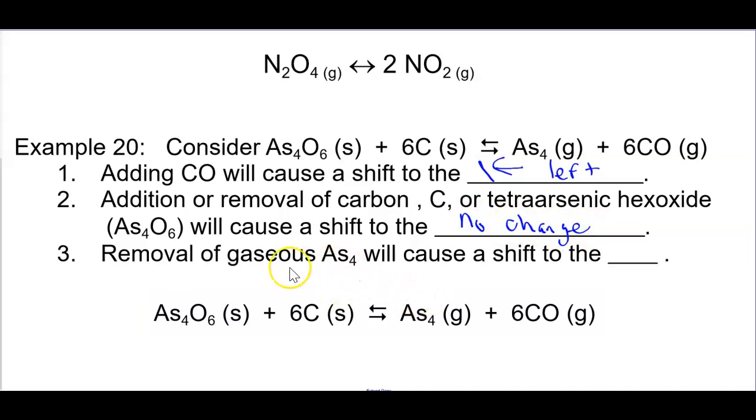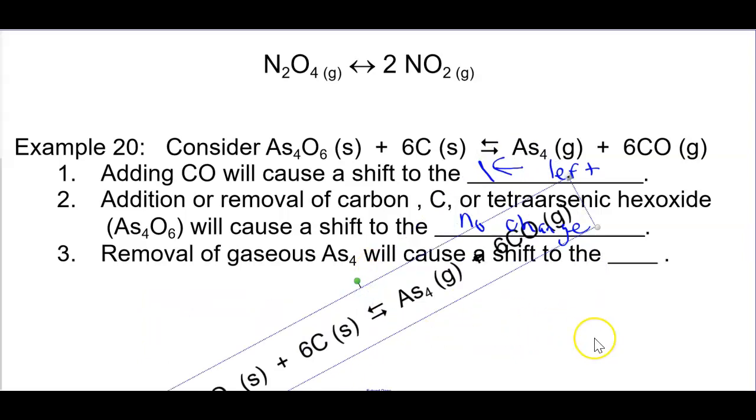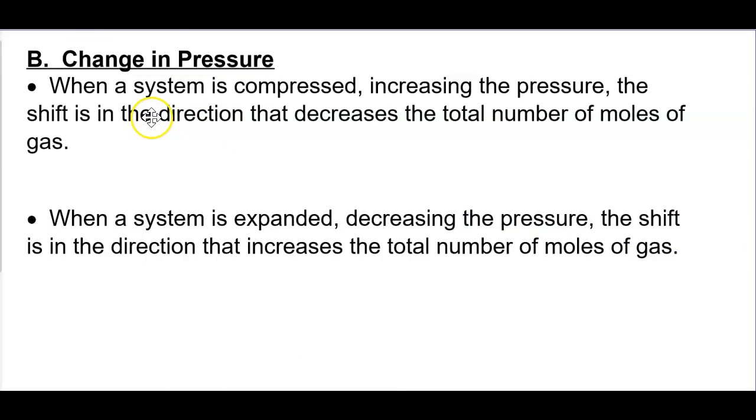Okay, now part 3, we're going to remove gaseous As4O6. So if it's level and we're going to remove someone from this side of the teeter-totter, it's going to go like this. So we're going to show the slant going like this. So we're going to have to push to the right to get it back to equilibrium. Okay, going on. So that's adding or removing. That's stuff that we just talked about would be if you're changing the concentration. So you're increasing or decreasing.